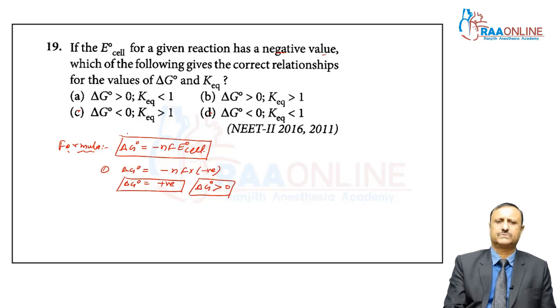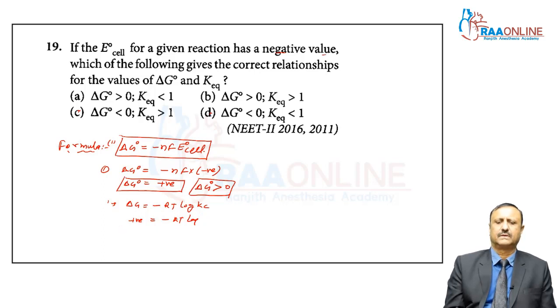K equilibrium. My dear students, you can put the second formula of K equilibrium. What is the formula of K equilibrium, my dear students? Delta G equals minus RT log Kc. Here you can see in formula number 1, delta G is positive. When this is positive, it means minus RT log Kc is a positive value.